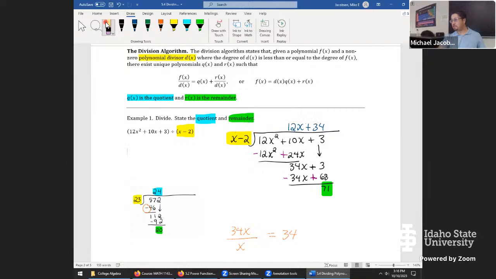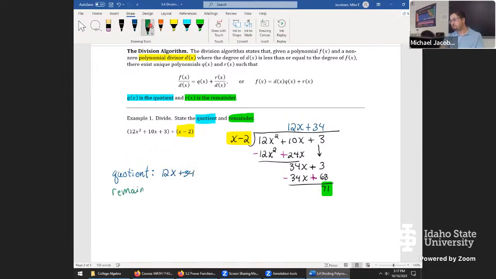So let's state our answer. We'll say here, the quotient is 12x plus 34, and the remainder came out as just 71 on this problem here. It means x minus 2 didn't divide evenly, but that's okay. We have the quotient and remainder to know what happens after division.